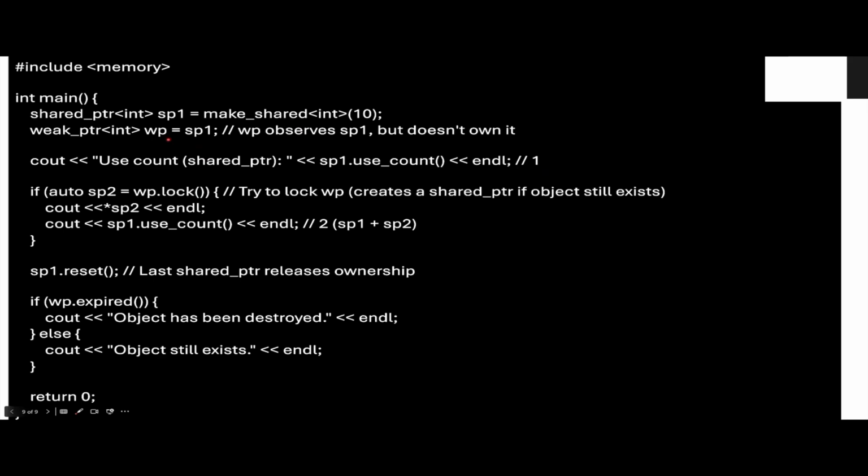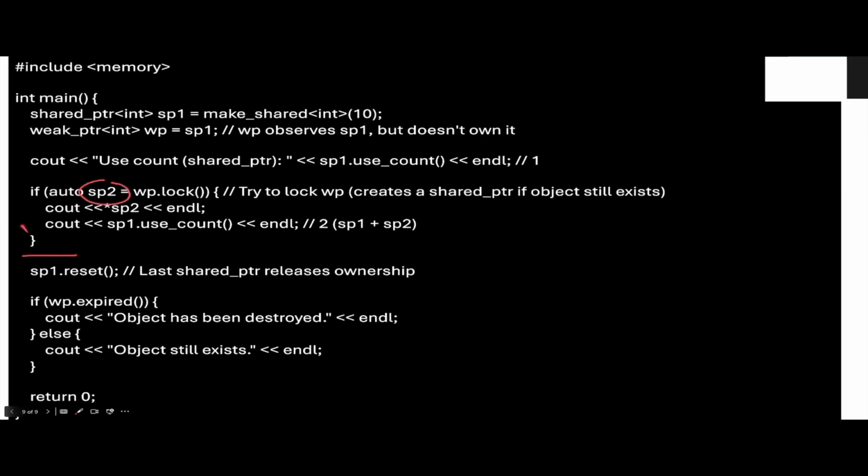Now, if you want to access the resource that this weak pointer is pointing to, then you should use this lock method first. This lock method will return a shared pointer that will point to the same resource that this weak pointer is pointing to. Now, inside this block, if you try useCount, it should print 2. Why? One for sp1, because sp1 is pointing to this resource, and second for this sp2.